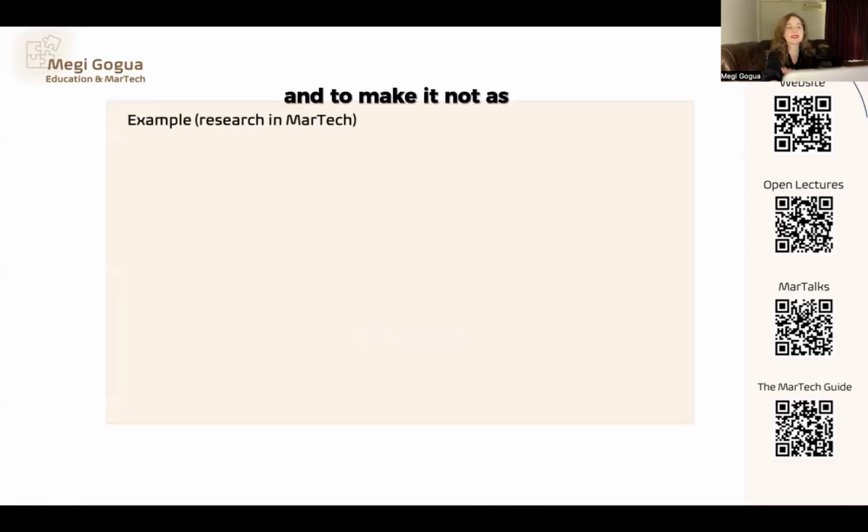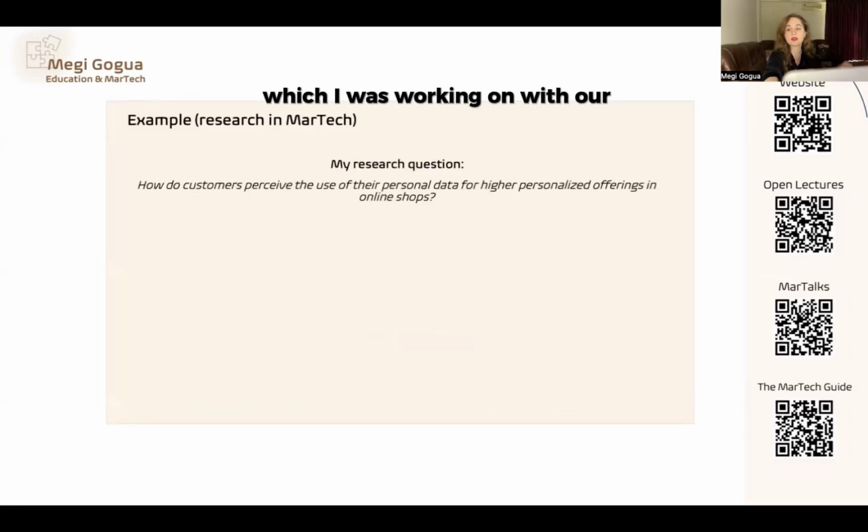And to make it not as broad as it is, let me give you another example. One of the research questions which I was working on with our team of researchers is, how do customers perceive the use of their personal data for highly personalized offerings in online shops? So as you can see here, we have a set of terms which are used in this research question, and which can be the foundation of the development of the sources for the primary data and also for the secondary data. So for example, we have customers, right?